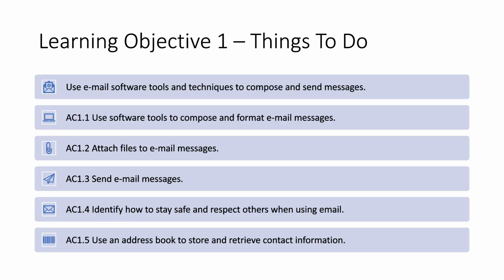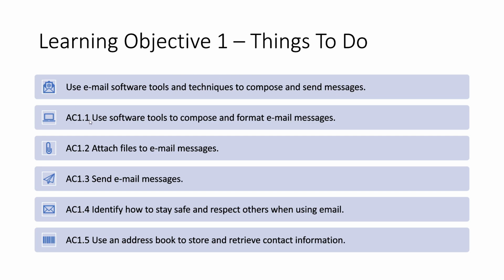And again, here's everything on the learning objective 1 for the level 1 qualification. And again, it says using email software tools and techniques to compose and send messages. Now, let me just break this down as much as I can. Using email software tools and techniques to compose. Let's work our way backwards. To compose. What does it mean to compose? Simply to write emails. To start writing an email is to compose an email. Now, to send messages was simply to click on the send button. That's it. There's nothing else behind it.